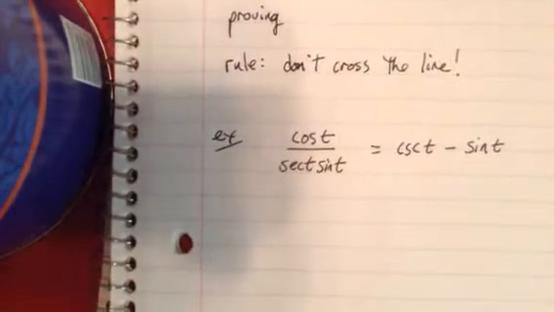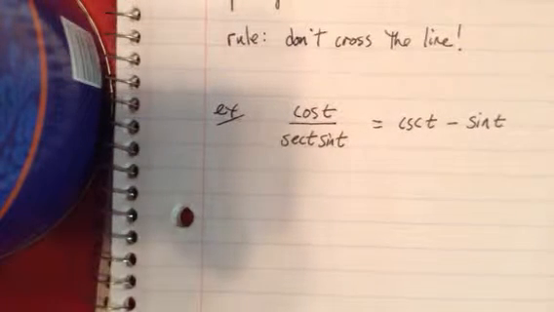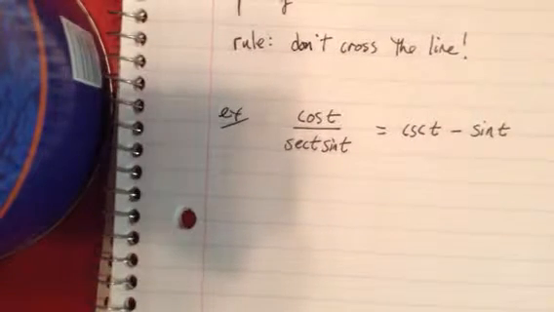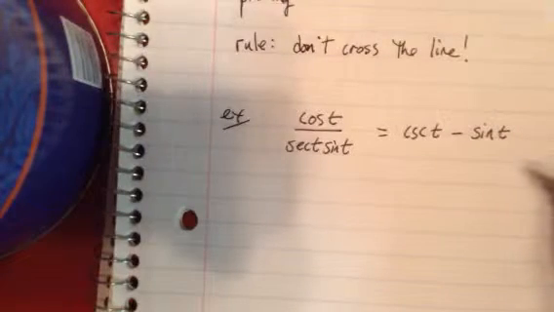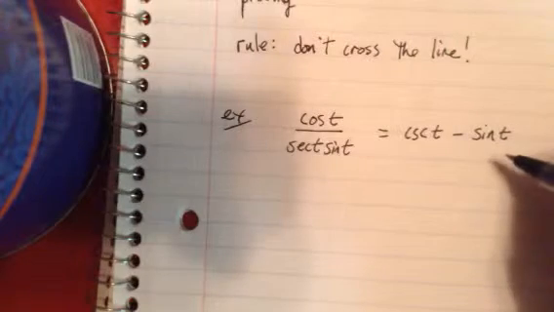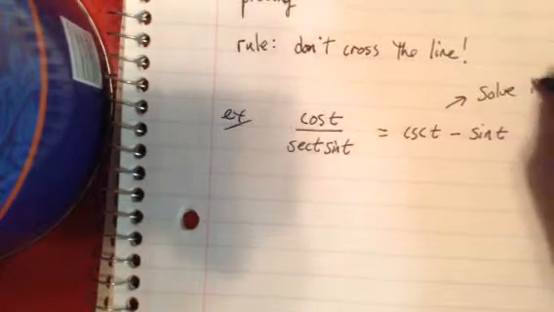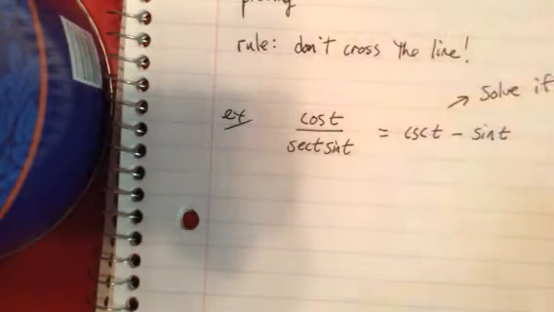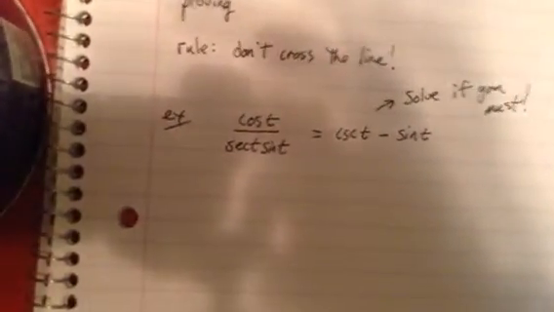We're told that this is a trigonometric identity, which means that this is always true. We're not trying to solve this equation. That's not the assignment here. If you want to solve it, by all means, go ahead and solve it. Actually, that would be a pretty good exercise. Solve if you must.